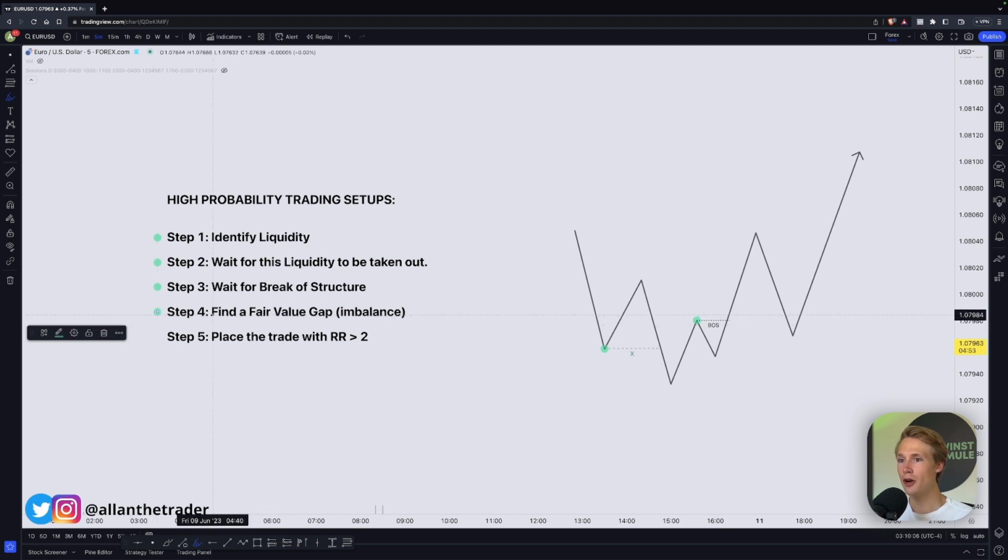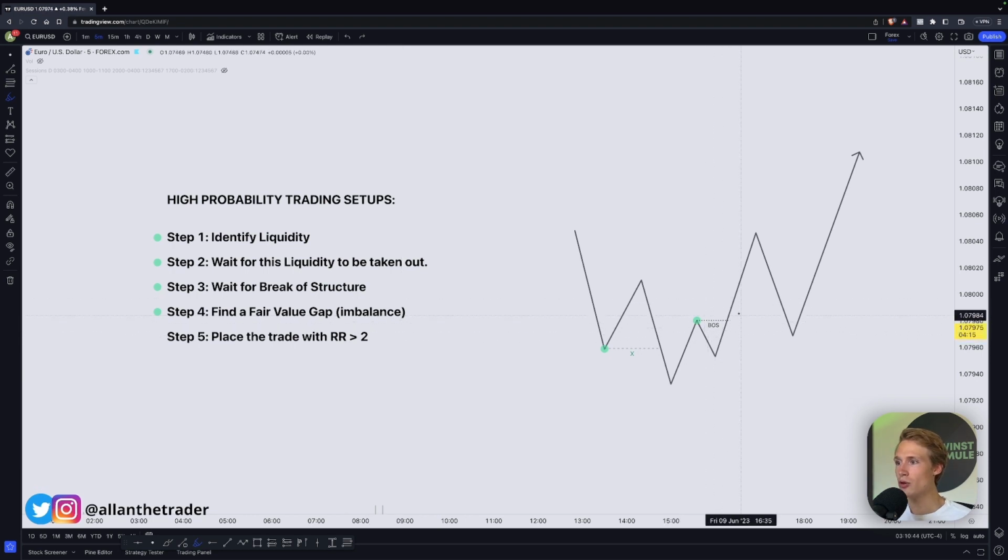Step 4 is find a fair value gap. And this will be our entry. A fair value gap or imbalance, as a lot of people call them as well, is the same thing. It's a space between candles. So when price moves very rapidly, you see that it creates these imbalances, these fair value gaps. And that's what price will be looking for, because the algorithms used by banks and institutions are looking for these gaps. They want to fill up these kind of gaps. And that's why they work so well for entries.